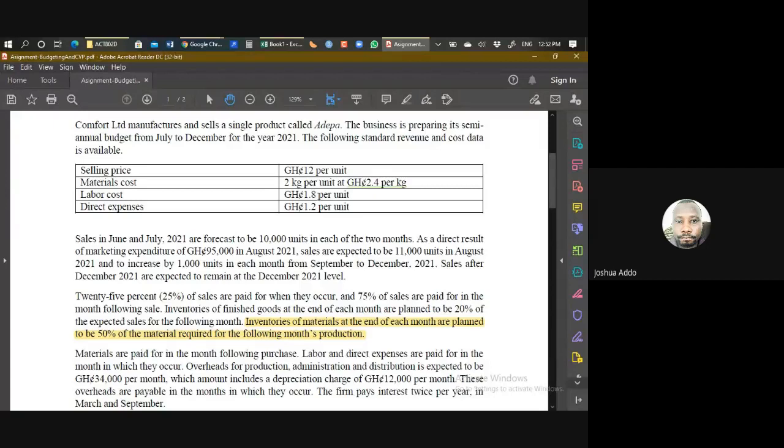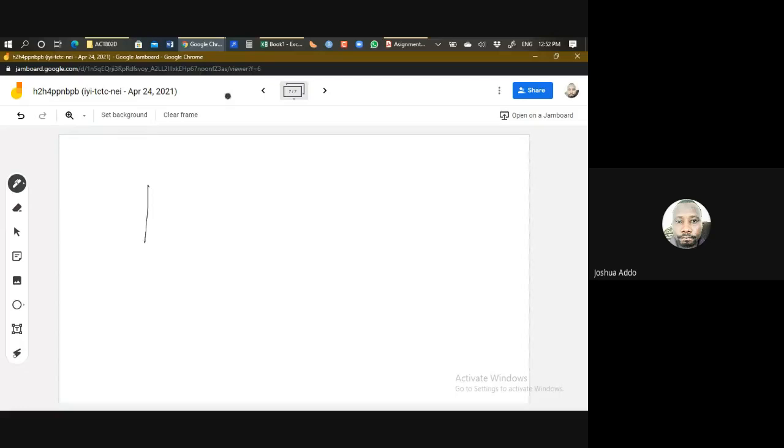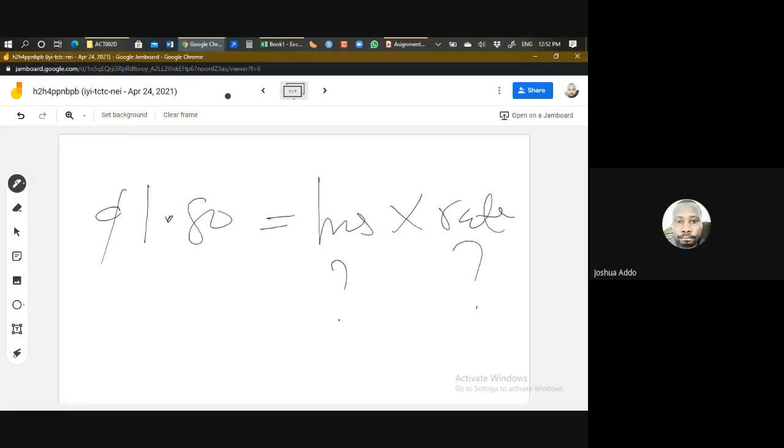This 1 cedi 80 pesewas is arrived at as a product of hours and rate, the number of hours times rate per hour. That gives us this thing. So when this is missing, when we know any one, we can manipulate it with this to find the other. I wanted us to get the labor budget prepared in such a way that we'll get the hours required first, and then we know the rate per hour. They never gave the rate per hour in the question. So it means we cannot find the hours from that question.